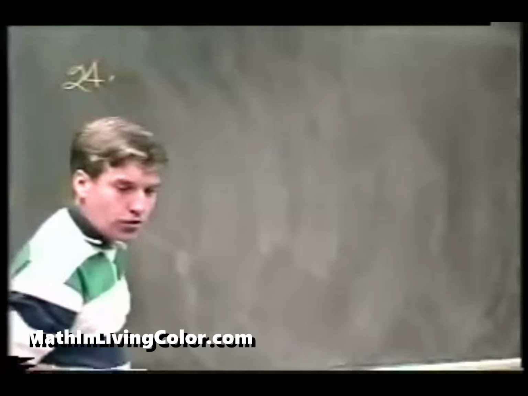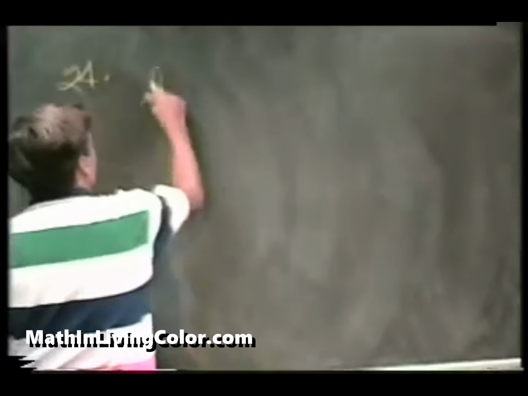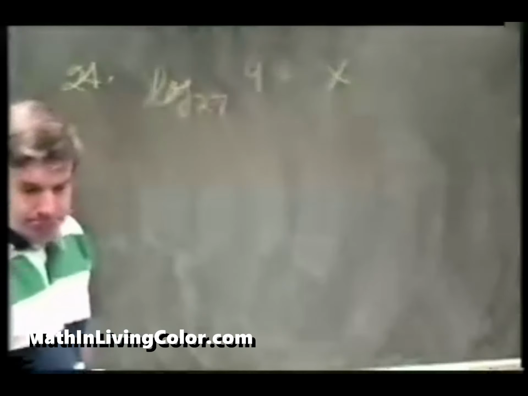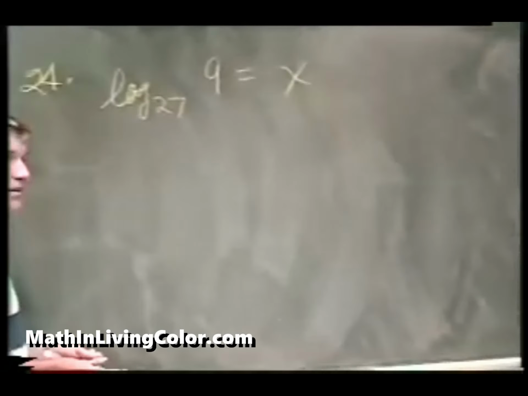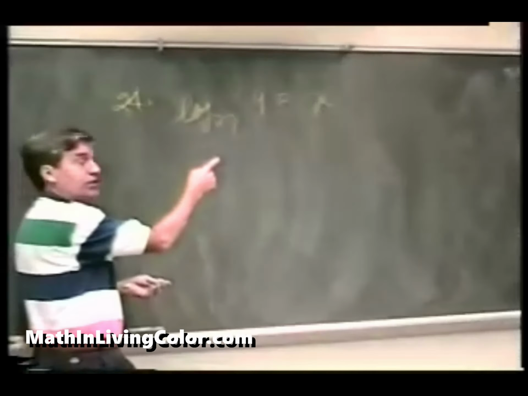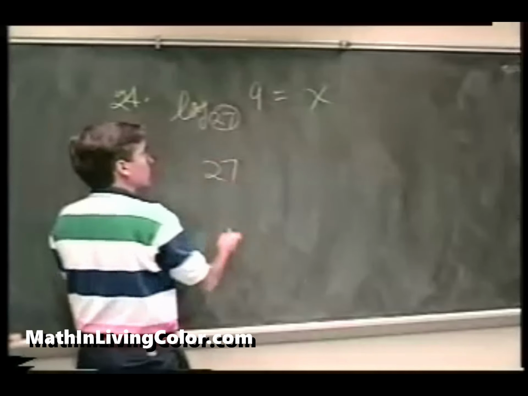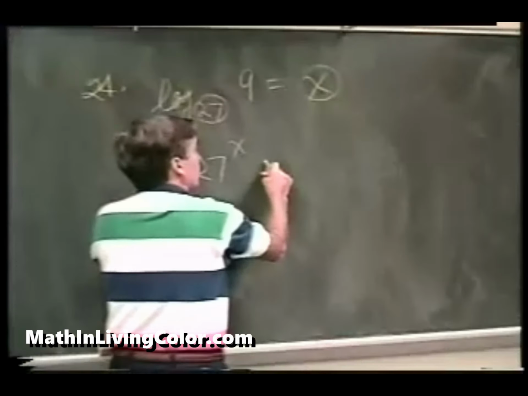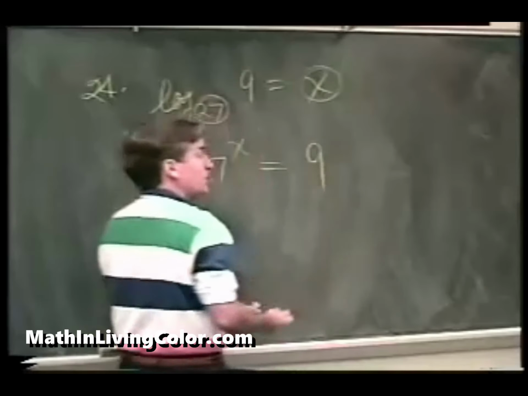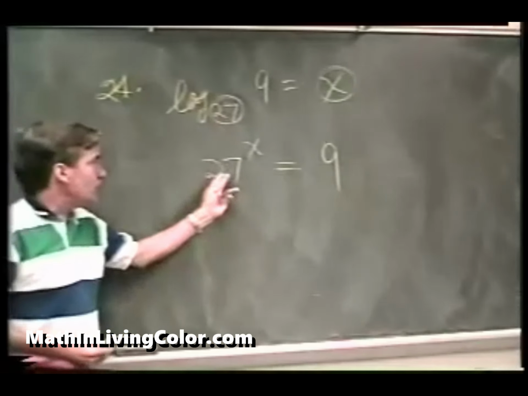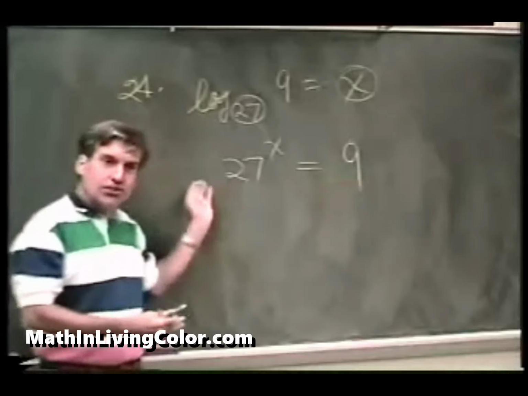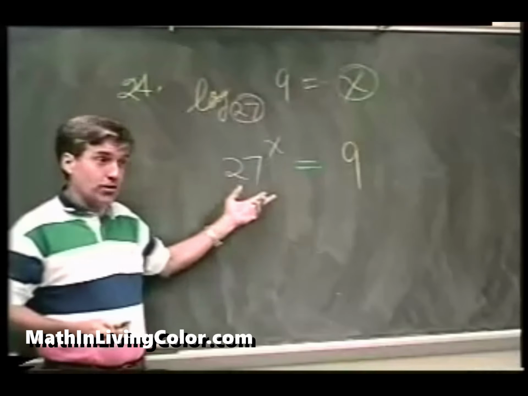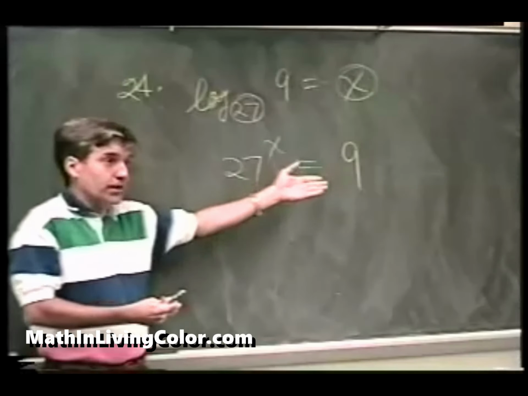In number 24, it says log base 27 of 9 is equal to x. Okay, now what would you do with that? Start with the base number, which is the 27, raised to the x power equals 9. Okay? Now the problem is, these are different base numbers, aren't they? Before, what we had is 2 to a power, 2 to a power. And I said the only way we can do this is if it's the same base number to the power.